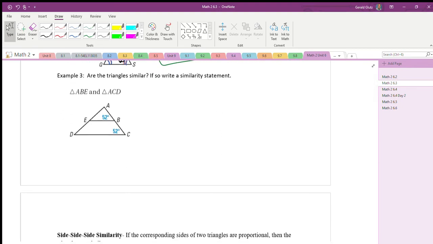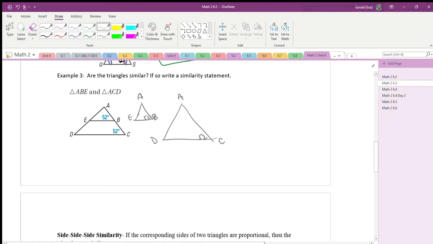So in example 3, are the triangles similar? If so, write a similarity statement. Whenever we have overlapping triangles like this, I like to draw them separately because to me it's a little bit easier to see. So AEB, then we got ADC. So this is 52, this is 52.